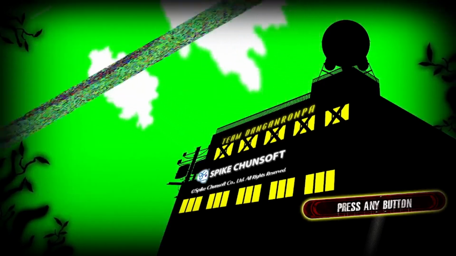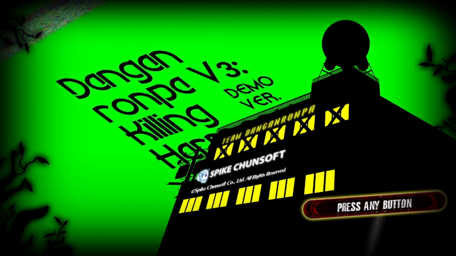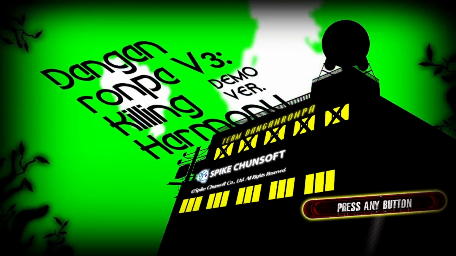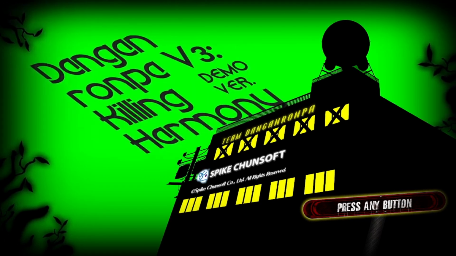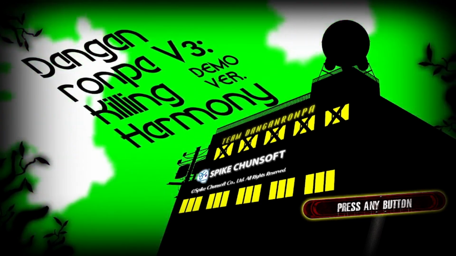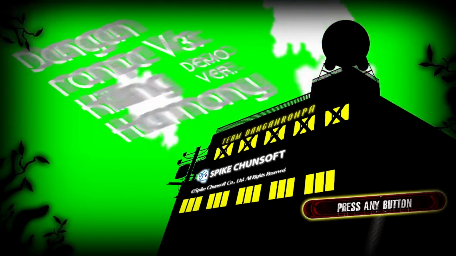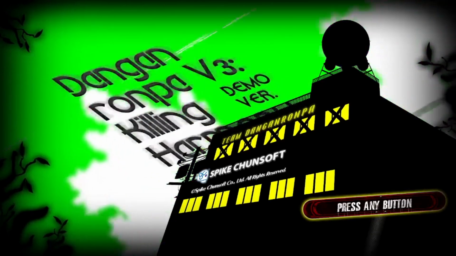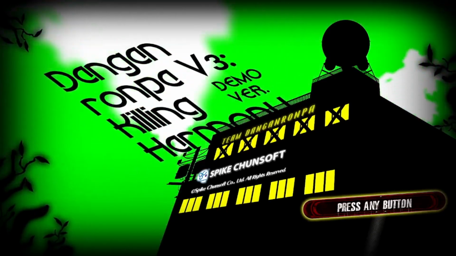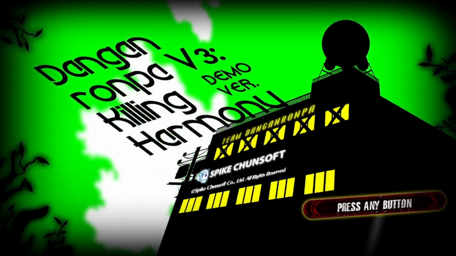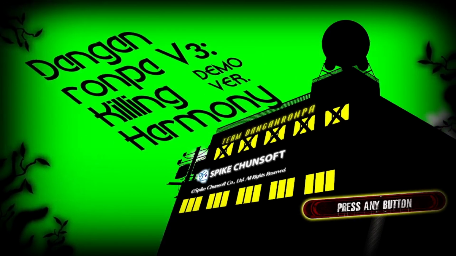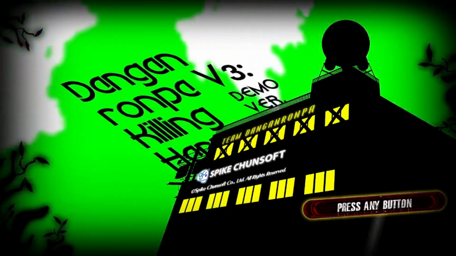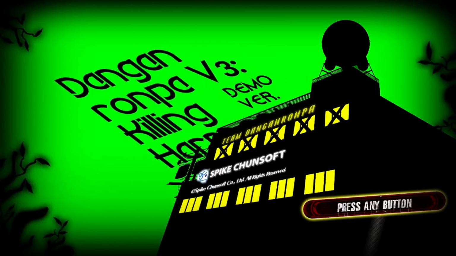In the V3 demo, it's split up into two parts. It's like Daily Life and Deadly Life, and then we have the trial as its own separate part. We did Daily Life and Deadly Life last time. And then this time we'll be doing the trial, and sometime soon, within the next few days to the next week, we'll be starting V3 Killing Harmony, the full version. So, with that being said, let us continue.